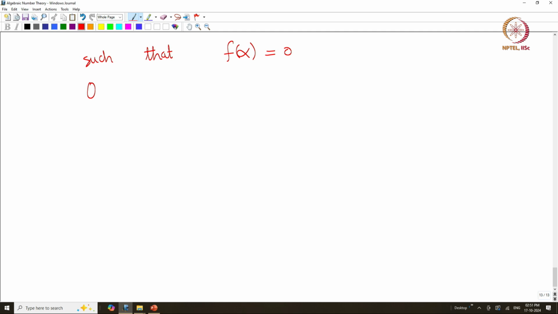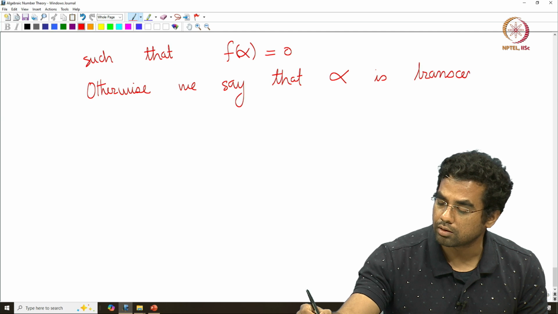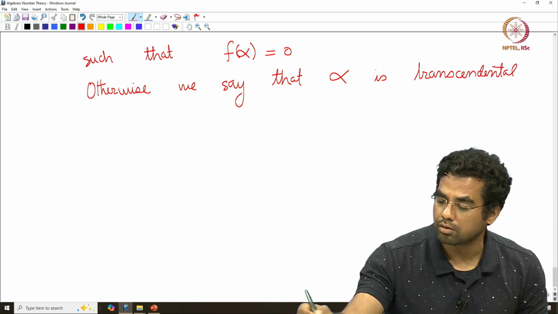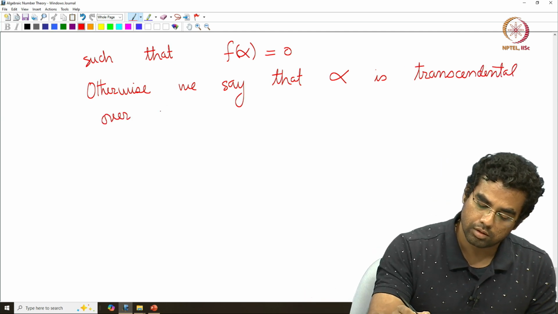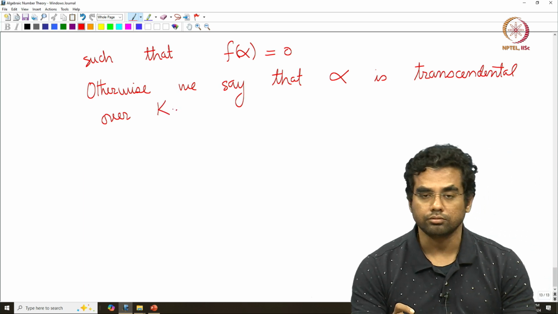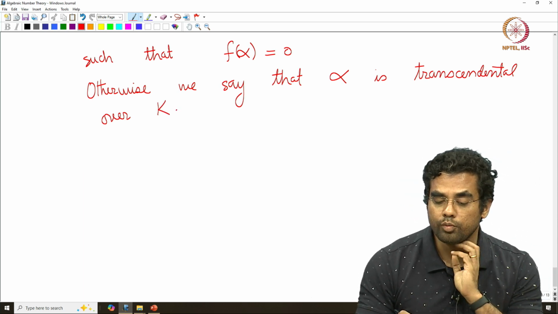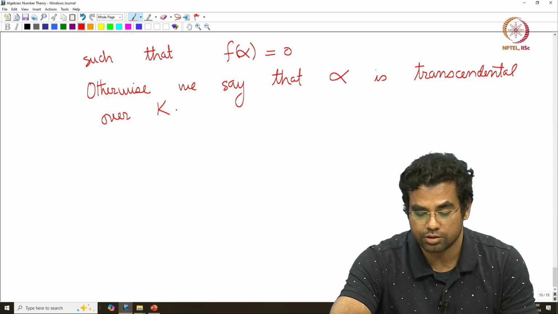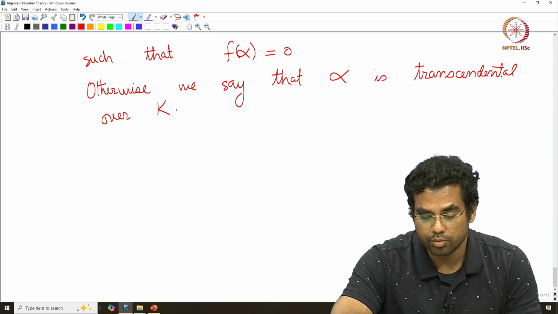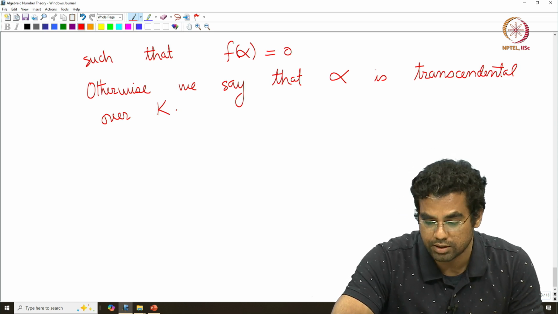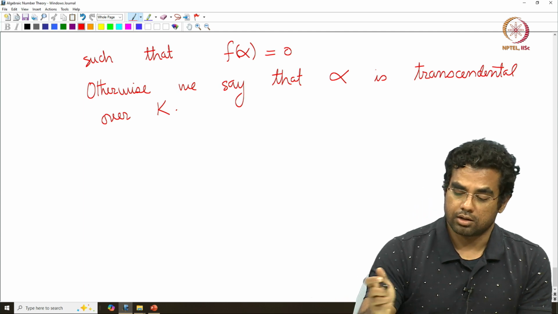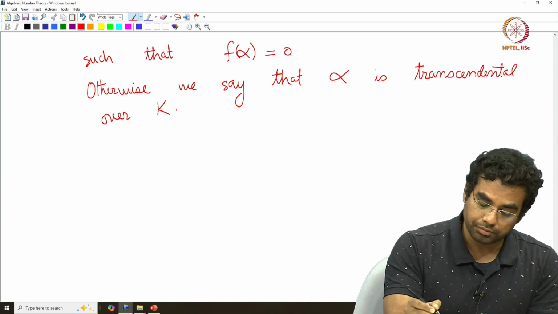Otherwise, we say that alpha is transcendental over K. Okay. So, you may have seen this definition only in the context of rational numbers, but this definition makes sense for any field extension, and that is what I am giving you here.